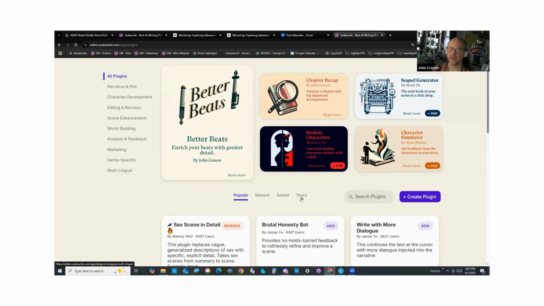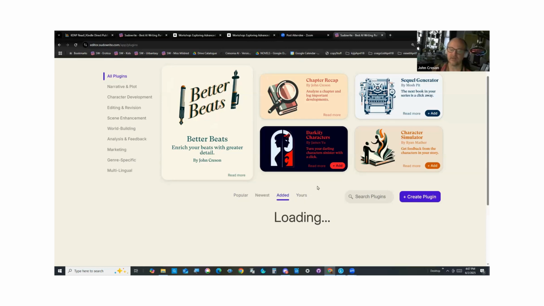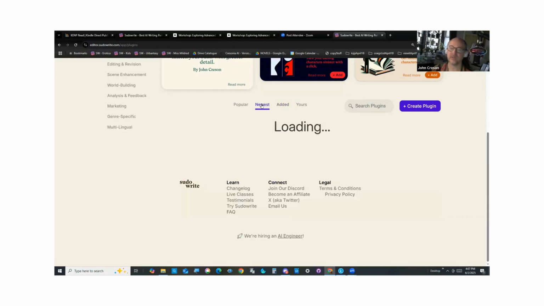You can look at all of your plugins. You can look at the plugins you've added. You can look at the newest plugins that have been created. So one that was made last night will show up, pop right to the top of the list.